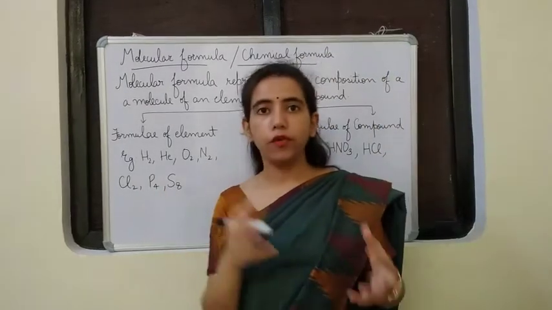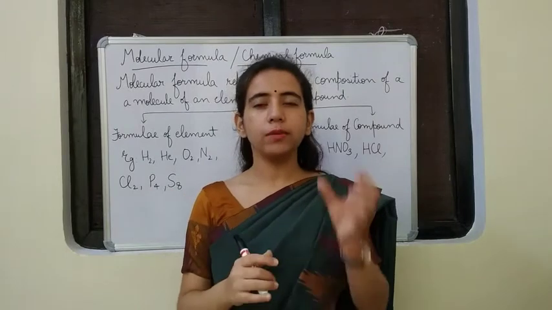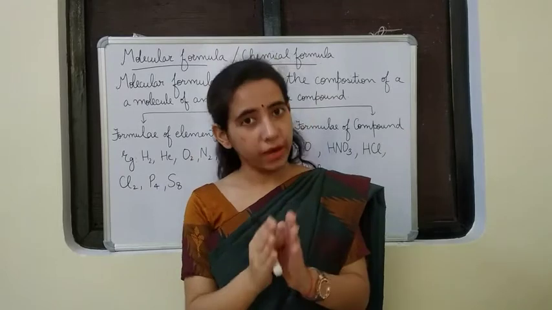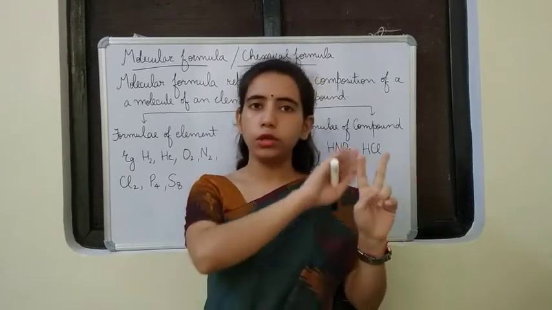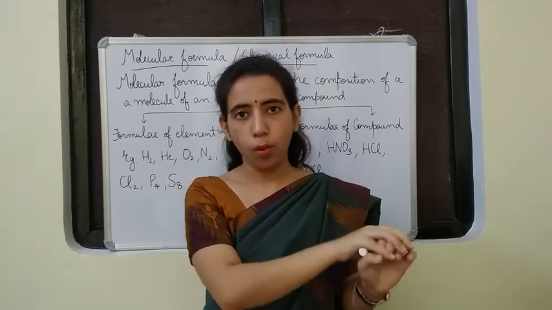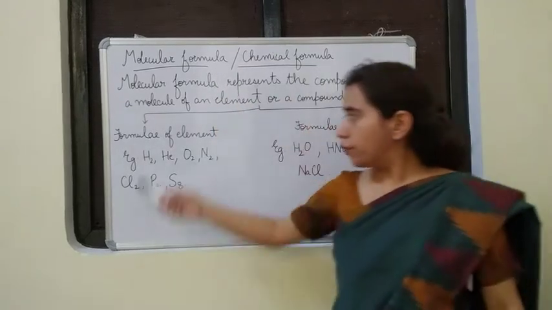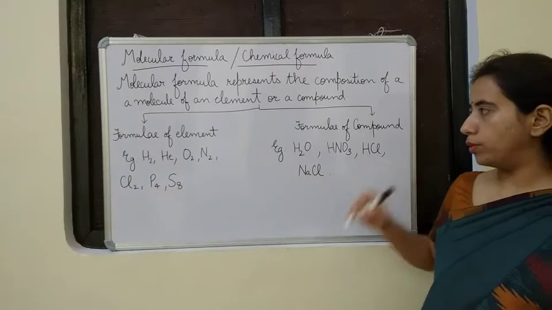So molecular formula shows us the composition. Composition means what that molecule is composed of, or what that molecule is made up of. Now you know there are two types of molecules, molecule of an element and molecule of a compound. So there are two types of formulas also: formula of an element and formula of a compound.